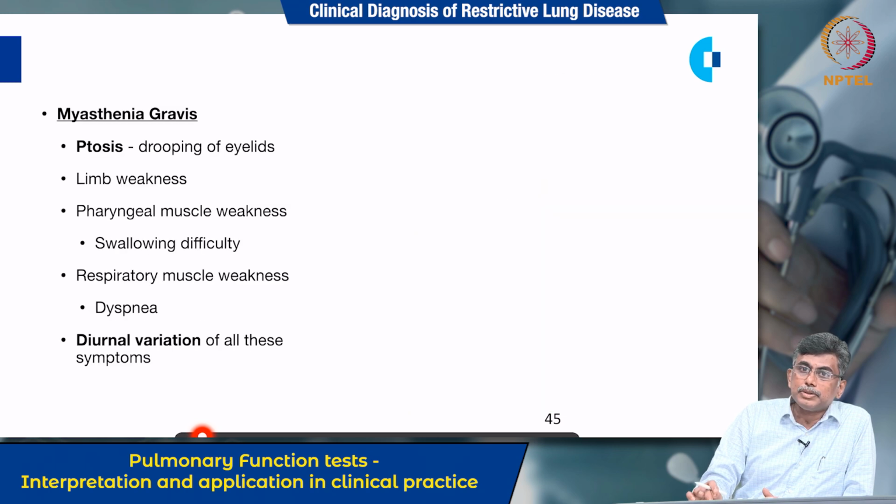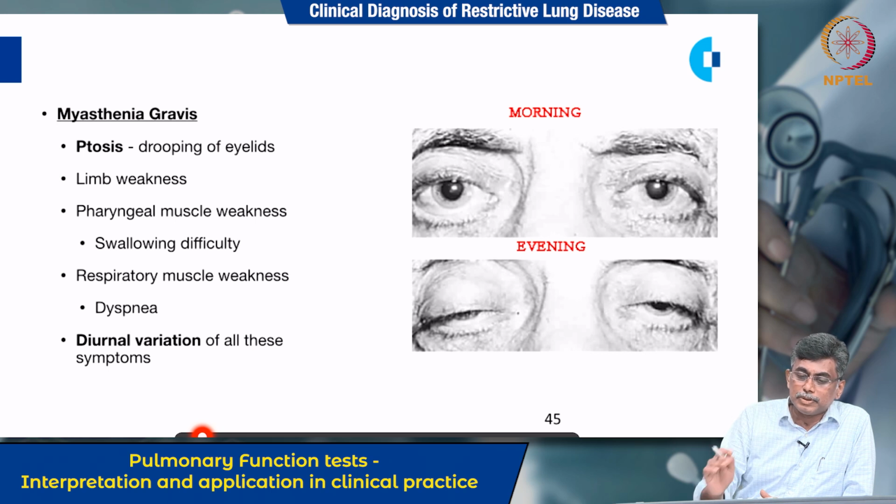Now, with regards to neuromuscular junction problem, ptosis is an important symptom. Ptosis is drooping of the eyelids. You can see that ptosis, limb weakness, pharyngeal muscle weakness where there is difficulty in swallowing, respiratory muscle weakness, all these have diurnal variation in symptoms.